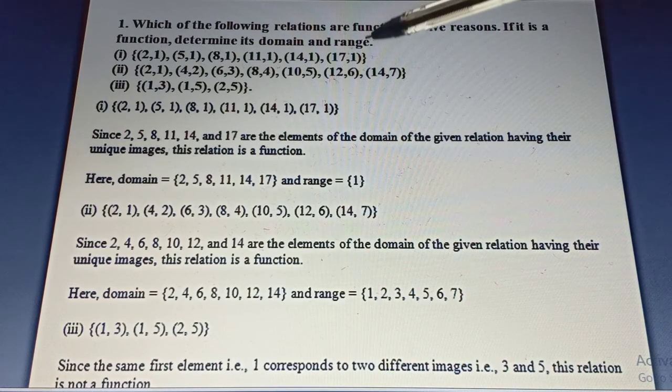Next one, you can see that the first elements, the domain, are 2, 4, 6, 8, 10, 12, 14. All are unique, not repeated. So it is also a function.